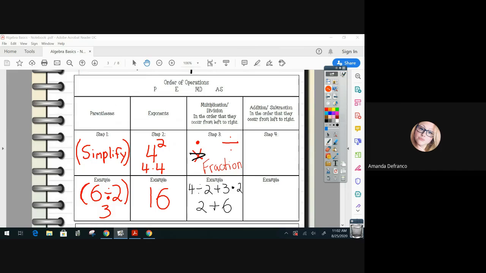Now we're going to do that addition and subtraction. In addition and subtraction, we know those signs, that's what they look like.